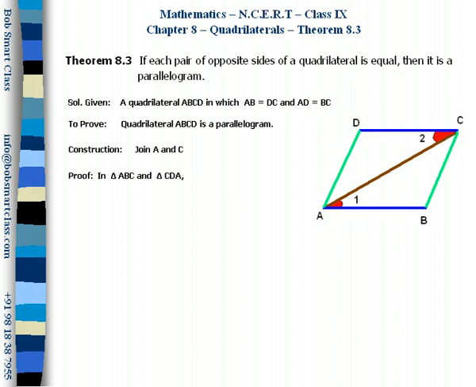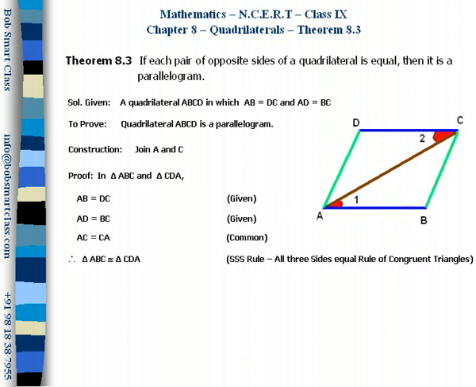Now let's try to prove it. In triangle ABC and triangle CDA, we have AB equals DC and AD equals BC. These are given. And we have a common side AC. Therefore, AC equals CA. Hence, by the rule SSS, that is, all three sides are equal, these two triangles are congruent. Therefore, triangle ABC is congruent to triangle CDA.